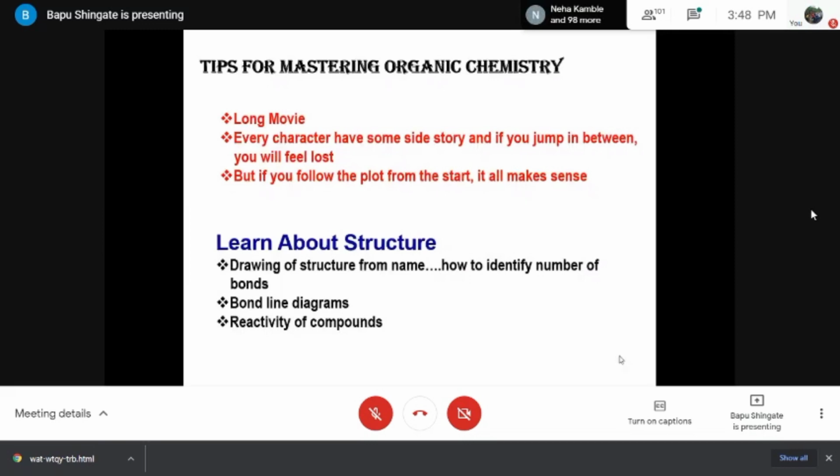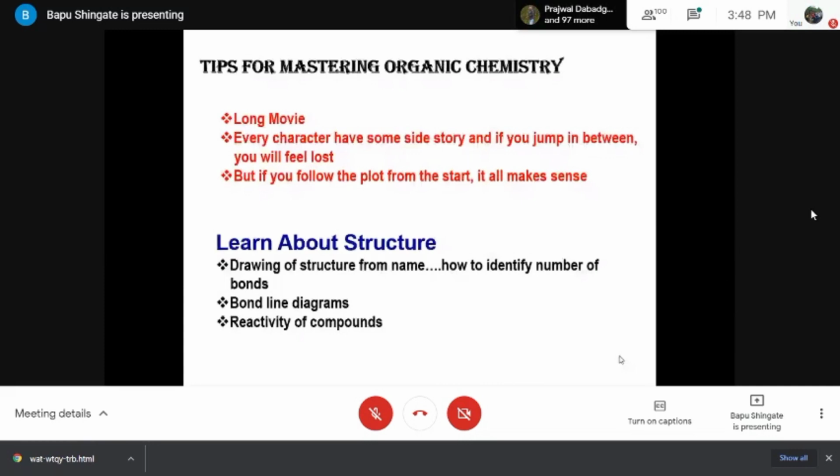Okay, this is the first point which I want to discuss over here. Then the second and most important point: learn about these structures. If I give you the name of a compound, accordingly you have to draw the structure with the help of that name, and you have to follow certain rules and regulations given by the IUPAC. If an IUPAC name is given, you have to draw the structure, and if a structure is given, you have to write the name of that compound.